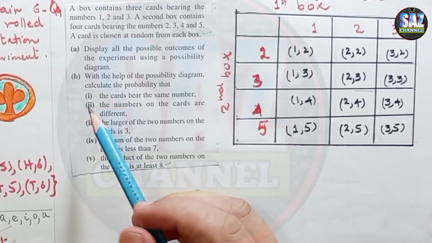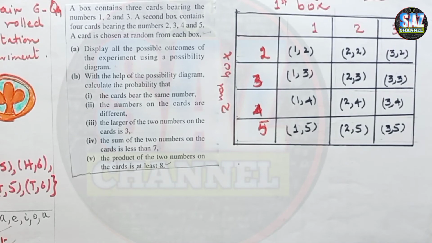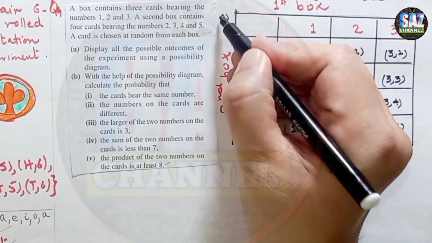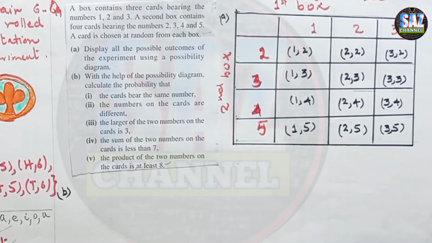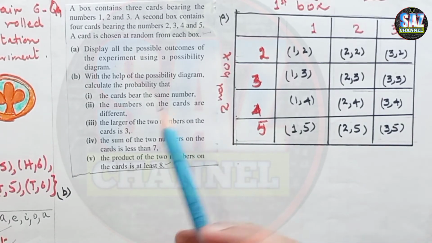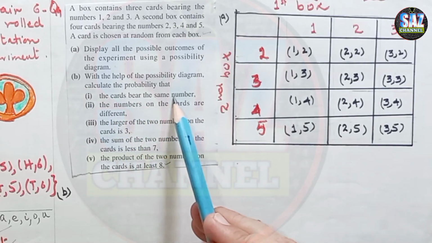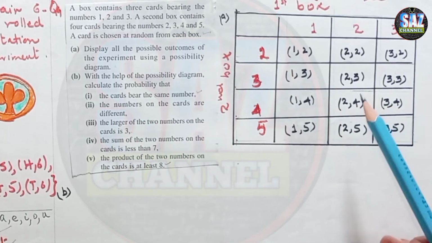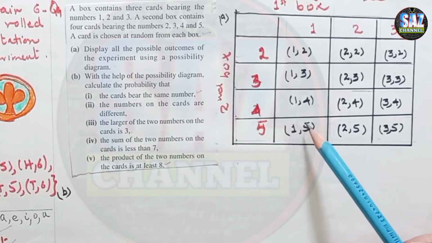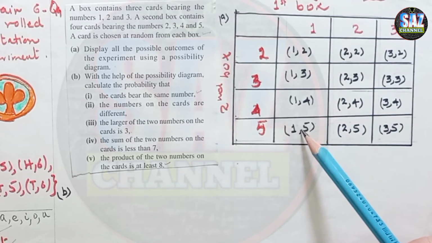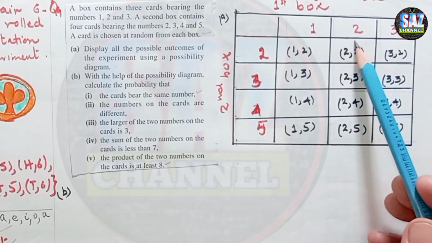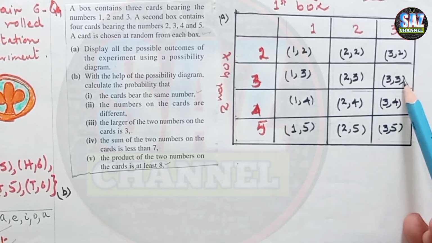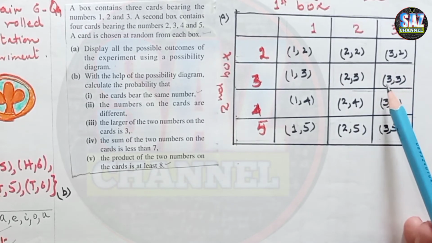Moving on, the first part is done. This is the A part of the question. Let me write down the A part here. Coming to the second part, the B part: with the help of the possibility diagram, calculate the probability the card bears the same number. Now come to this possibility diagram and see how many times we are getting the same number. This is the situation where we are getting 2, 2, that is the same, and 3, 3. There are 2 chances where we are getting the same number.